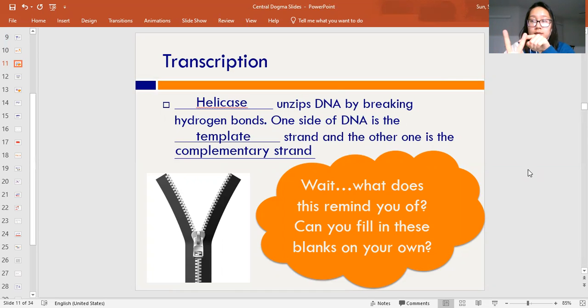That makes them complementary. Now, the template strand is going to be copied into an mRNA, which means that the mRNA is also complementary to this strand, which means that the mRNA is basically the same exact code as the complementary strand, except obviously U's instead of T's, right? So this picture kind of shows what it looks like when you have DNA and it's getting unzipped by helicase, and then one side is going to be copied from, and one side is going to be left alone, okay?